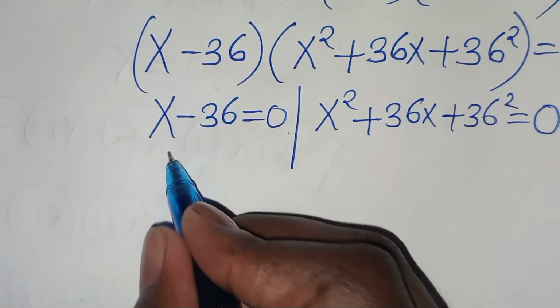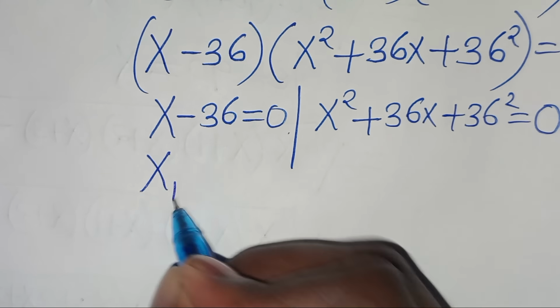So we have x1 is equal to 36. This is a real solution. The second part here is a quadratic equation where we have a is equal to 1, b is equal to 36, and c is equal to 36 raised to the power of 2.